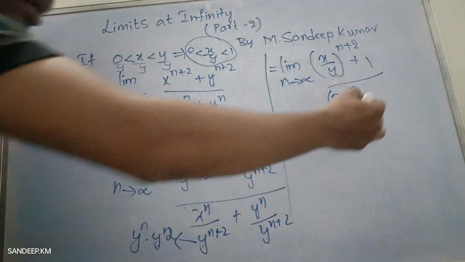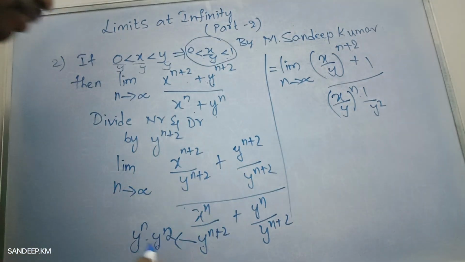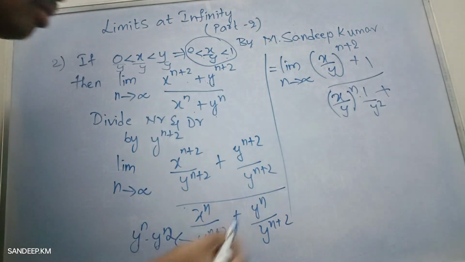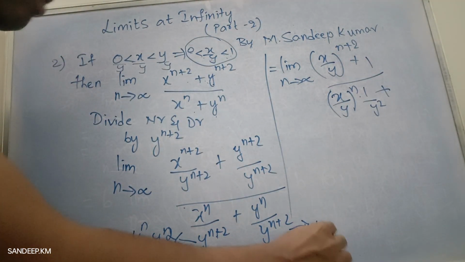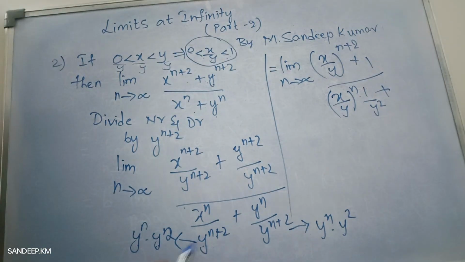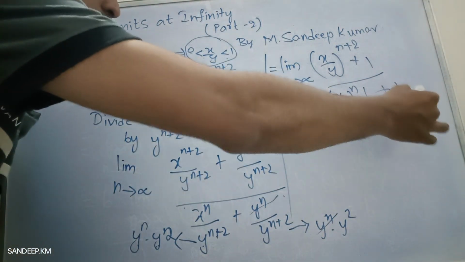In the denominator we also have y square, and next, plus here, this can be written as y power n into y square, correct or not? Y power n and y power n will get cancelled. I'll get 1 by y square.